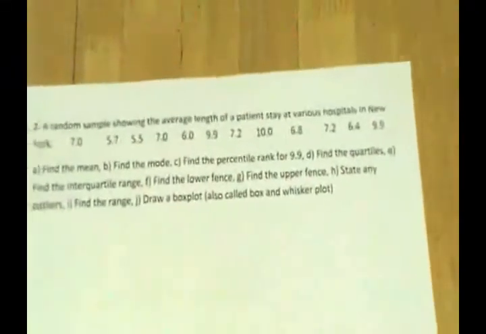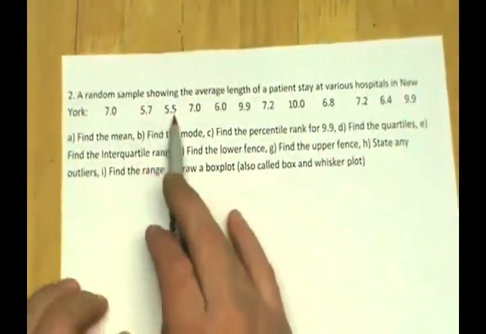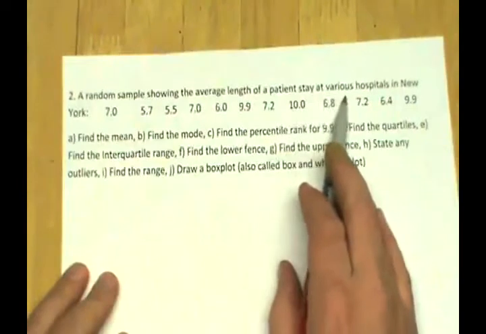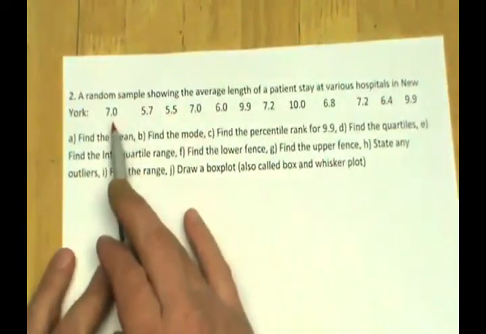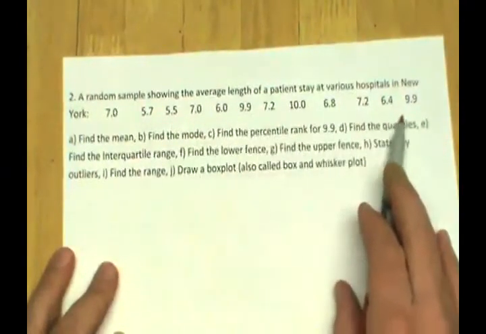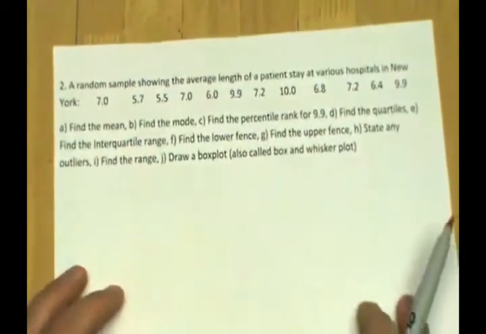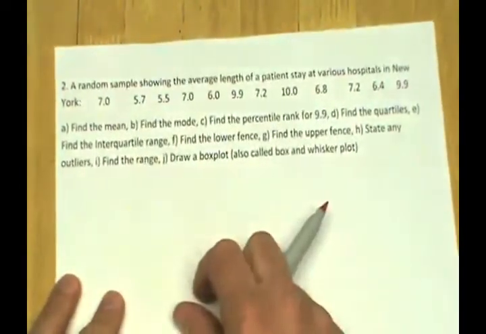Here's another example. It says, a random sample showing the average length of a patient's stay at various hospitals in New York, and this is going to be in days. So we're looking at 7.0, 5.7, 5.5, etc., as we go down the list up to 9.9. And it's the same questions that we did before. Find the mean, mode, percentile rank, and all that kind of nice stuff.